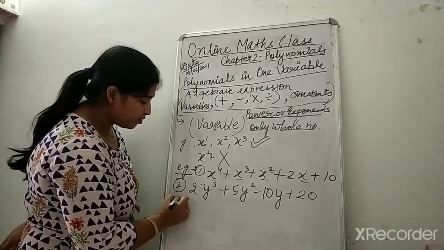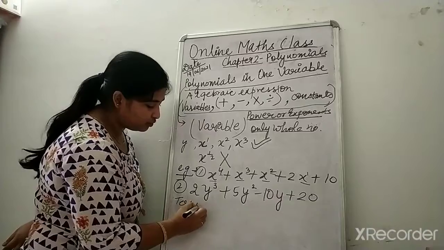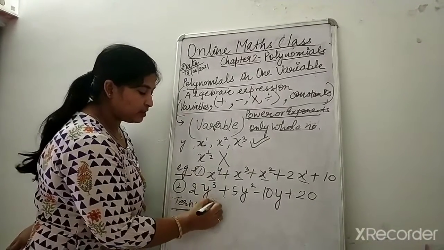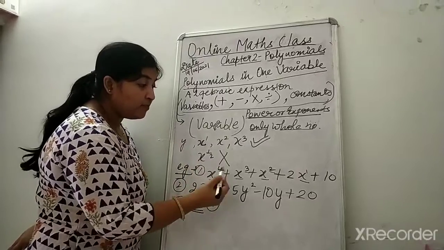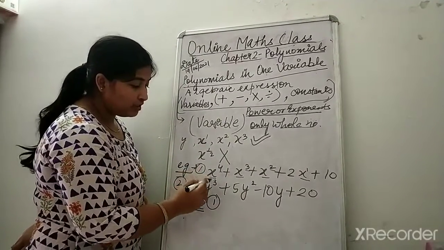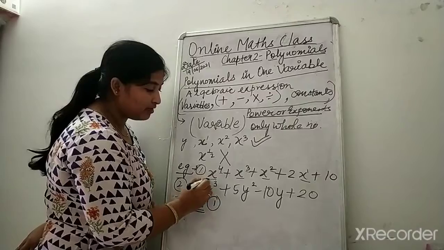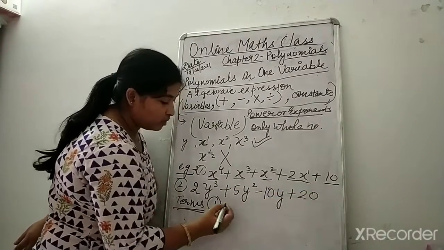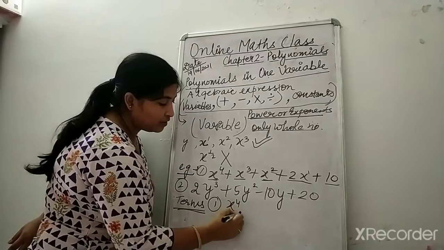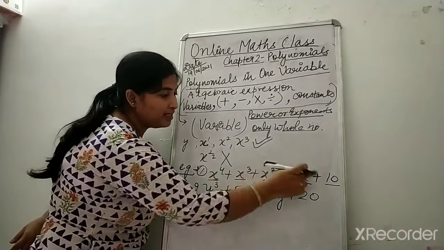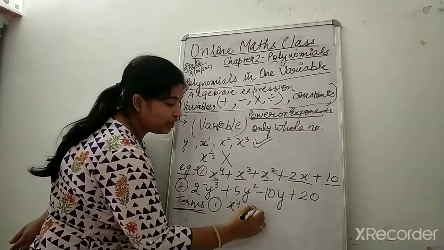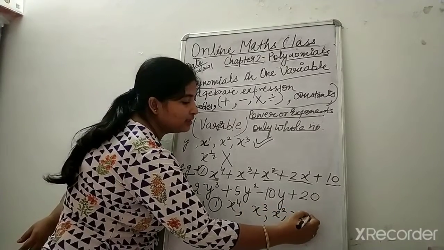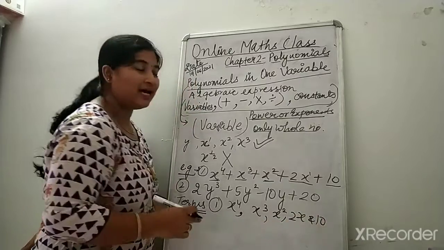Now with this polynomial there are two things you have to see. First of all is terms. In the first example, how many terms are there? There are 1, 2, 3, 4, 5 terms. What are terms? They are separated by either a plus sign or a minus sign. So x to the power 4, x to the power 3, x to the power 2, 2x and 10 are known as terms.